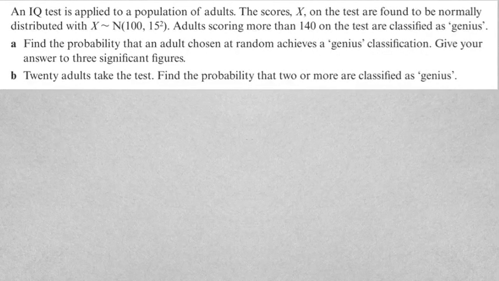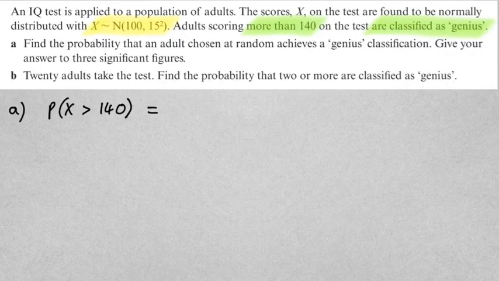So, straightforward part A, we're given that x is normally distributed with mean 100 and standard deviation 15, or variance 15 squared. The context of the problem is that x represents, say, an IQ for a randomly chosen adult from this population. And we've also got this definition of a genius. So if x is greater than 140, then that's when we classify an adult as being a genius.